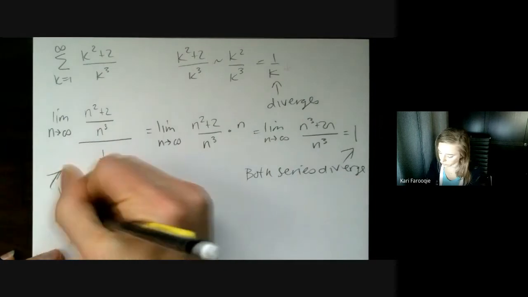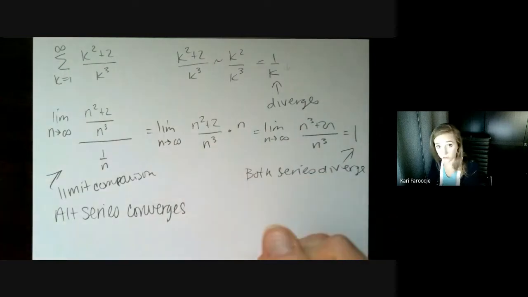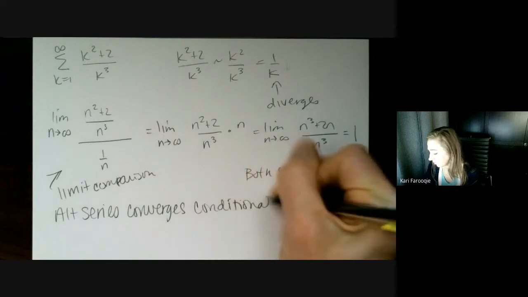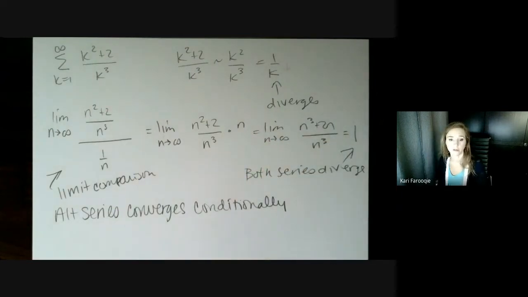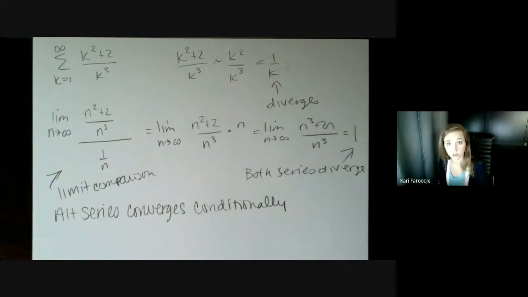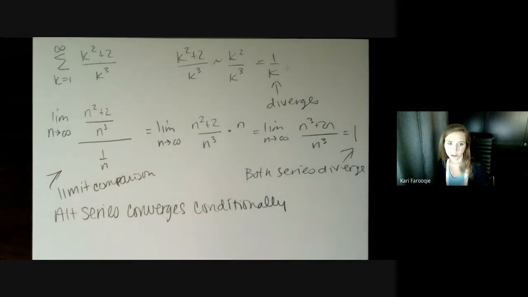So the alternating series still converges. We checked those two conditions and we found that they were met, but it converges conditionally because the limit comparison test with our harmonic series showed that both series are going to diverge. So if we ended up saying, hey, we tested it against a convergent series and we got a positive finite value, then we would have gotten absolute convergence. But since this series diverges, our alternating series converges conditionally.